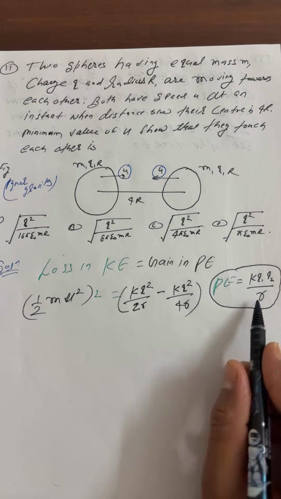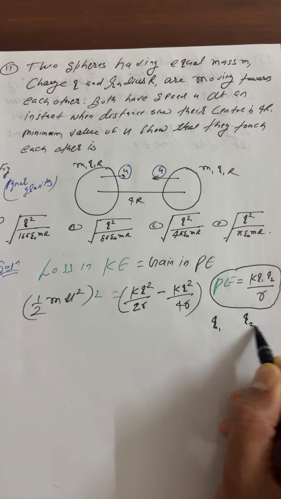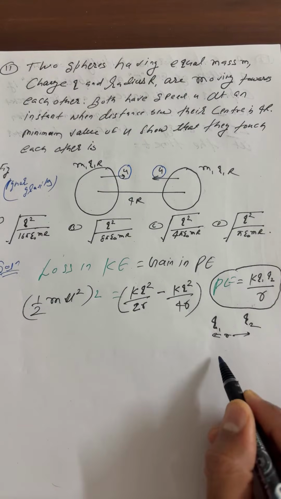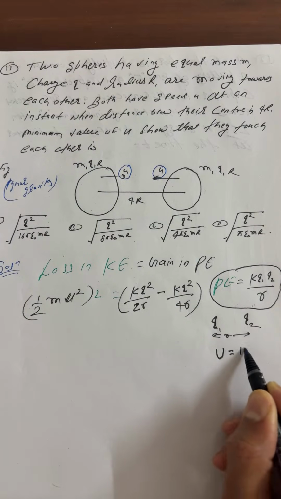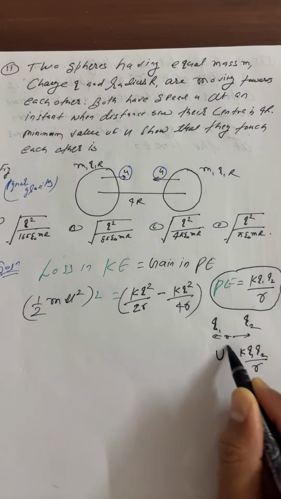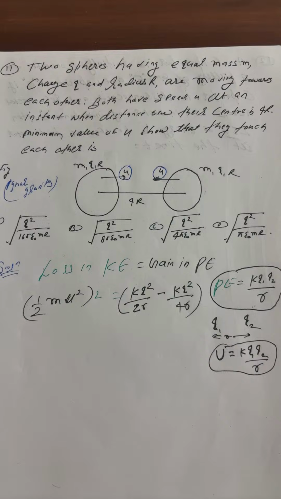If we have charged particles, this is Q1, this is Q2, and both are at distance R, then you are supposed to write the potential energy for a pair of charged particles as K Q1 Q2 by R. This is a condition you can keep in your mind.